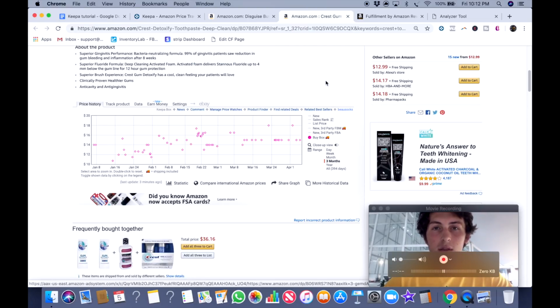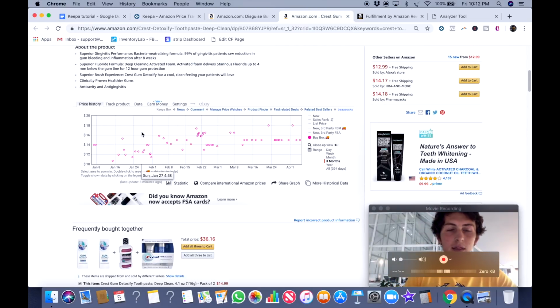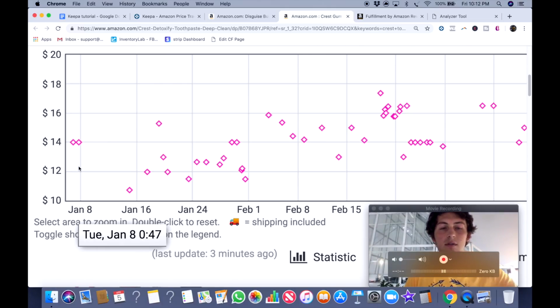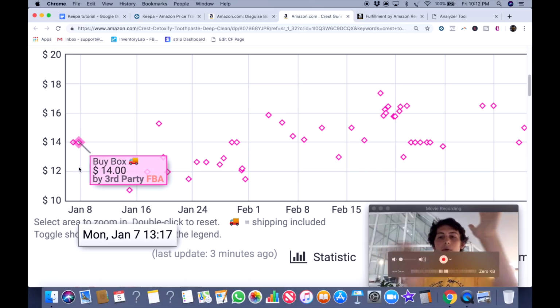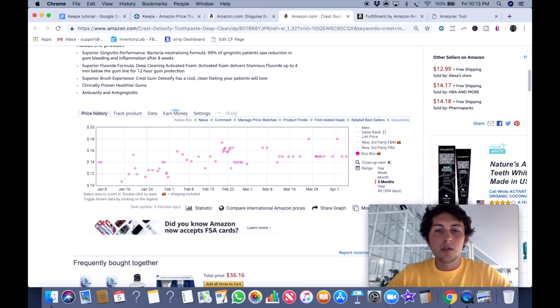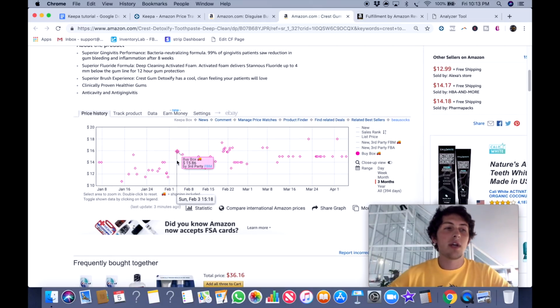However, what this represents is that the buy box prices are on the left-hand side, it's going up, and then it's time on the right. So as time goes on, the prices can change. Every second, every hour, every time, the buy box can change.